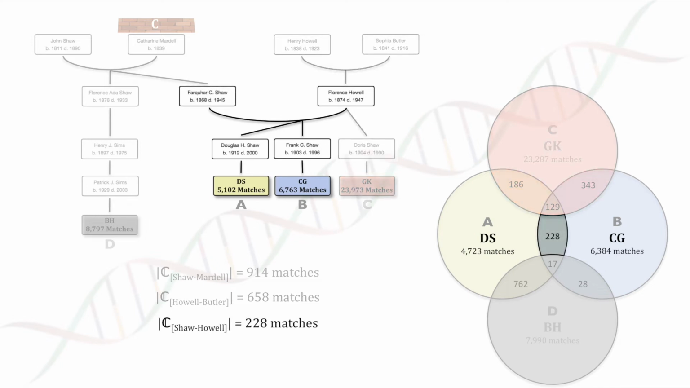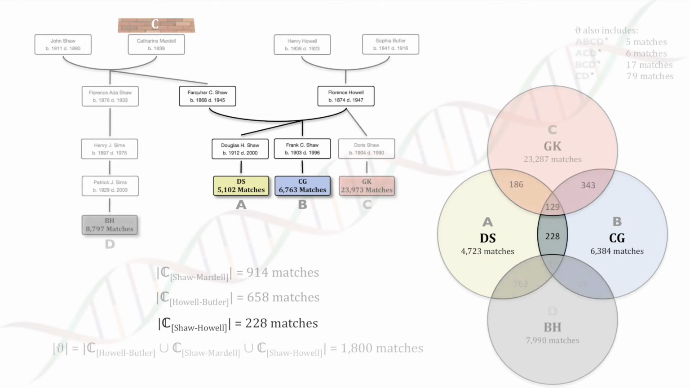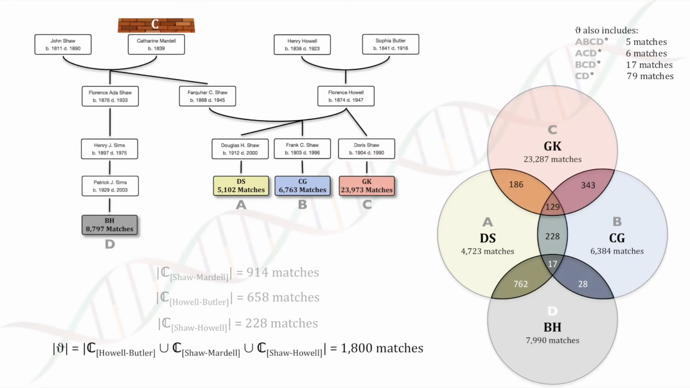Finally, the 228 matches shared by DS and CG exclusively comprise complex Shaw-Howell, a set of matches which could ultimately resolve as either Shaw-Mardell or Howell-Butler matches. Our analytic control set consists of the union of all three complexes and contains 1,800 matches.